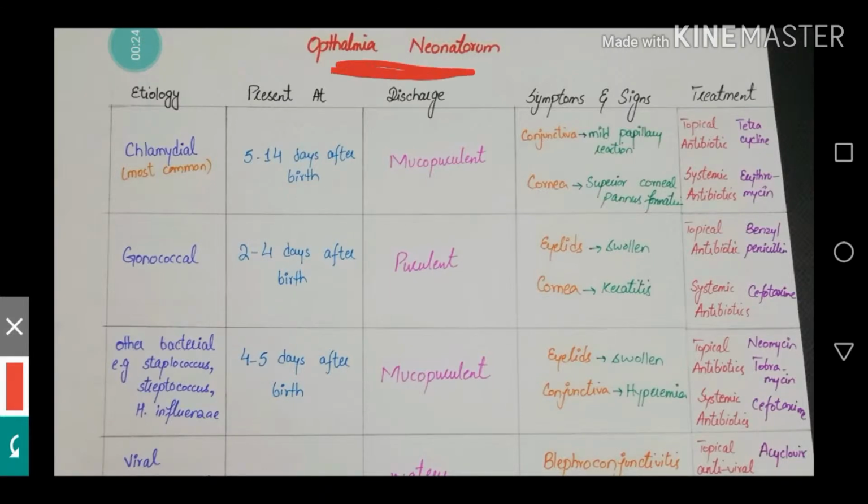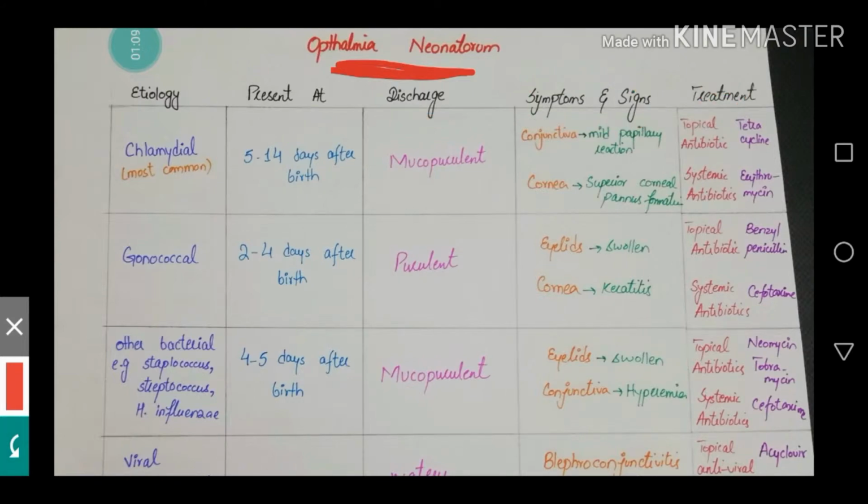Ophthalmia neonatorum is a term which we give to a neonate who has different types of discharge and any pathology specifically associated with the eye directly after birth. Now there could be a number of factors that can cause this. They have a specific day of presentation with a specific type of discharge, though their symptoms and signs are overlapping, but they have a specific treatment.